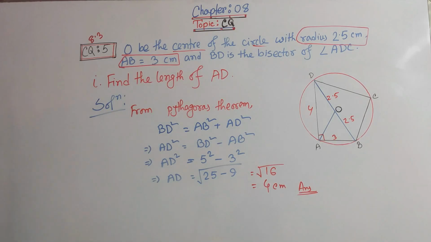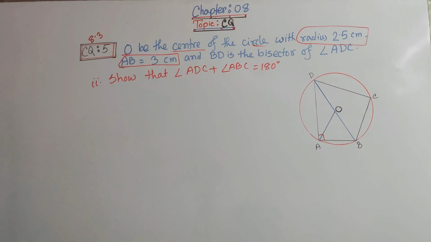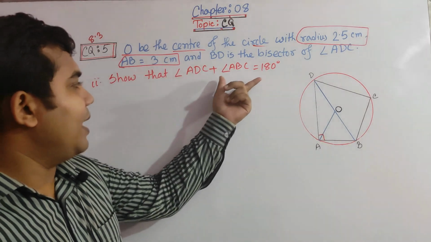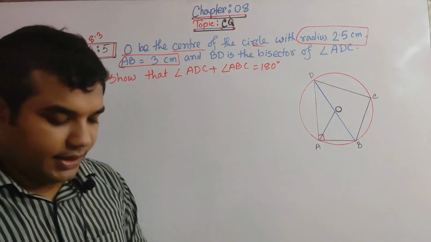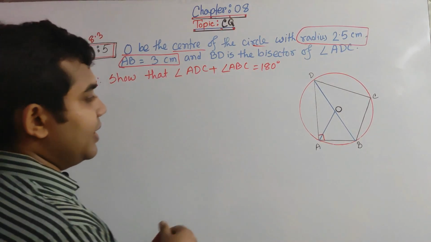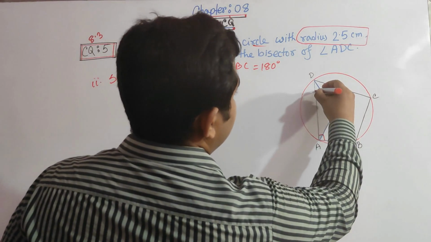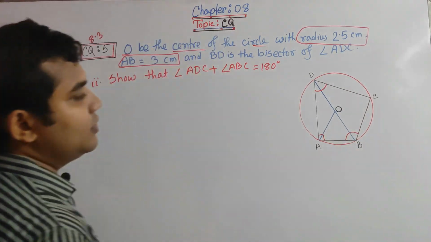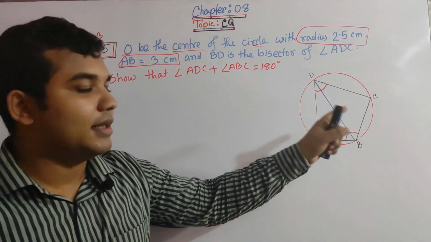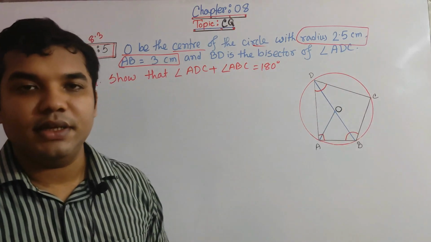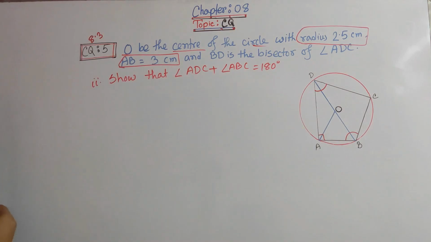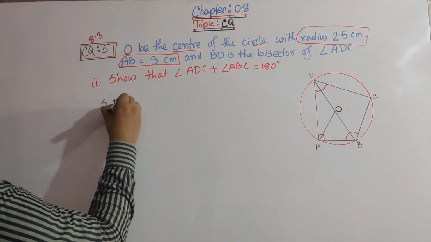Now we move on to our second question. Our second question is: show that ADC plus ABC equals 180 degrees. That means ADC is this angle and ABC is this angle. We have to prove that the sum of these two angles is 180 degrees.